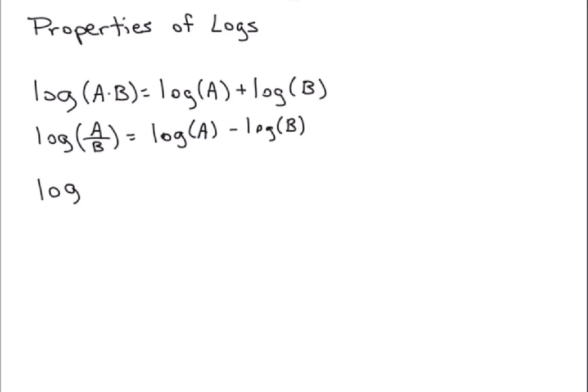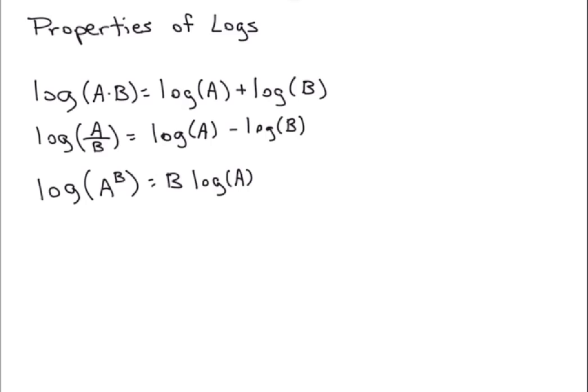And log of A to the B is B log A. And these work both ways. So if we have A times B inside the log, we can split it up into two separate logs if that's more useful for us. Or if we have two separate logs, we can combine it into a single one as well if that's more useful to us. So we're going to use these in both directions for the purposes that we need them for.